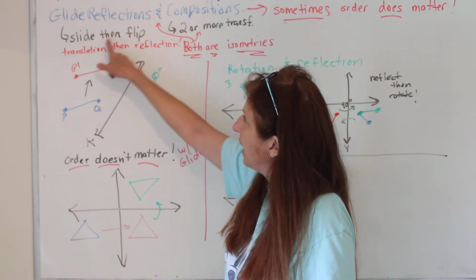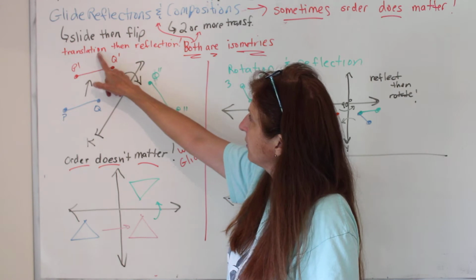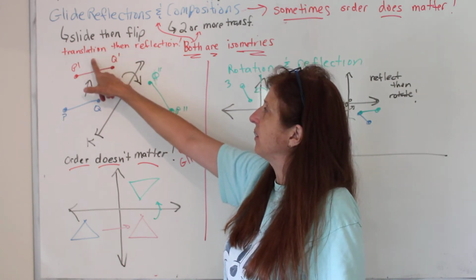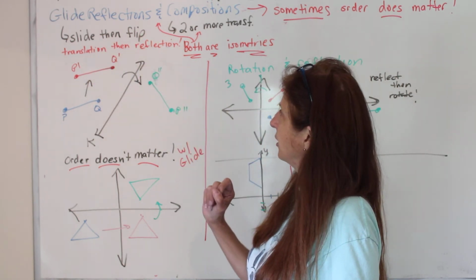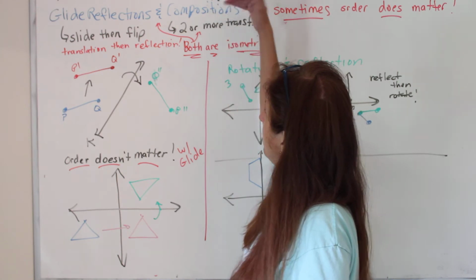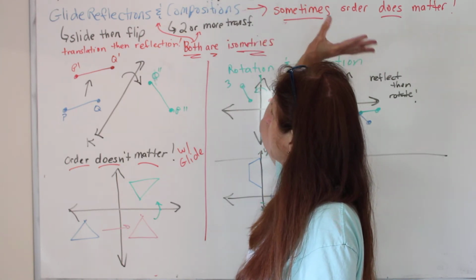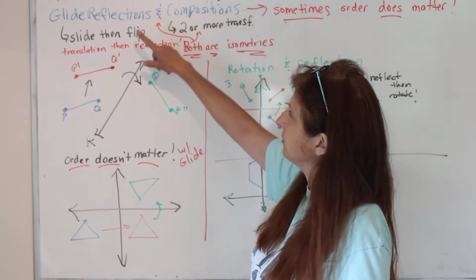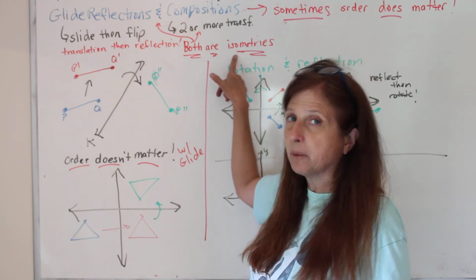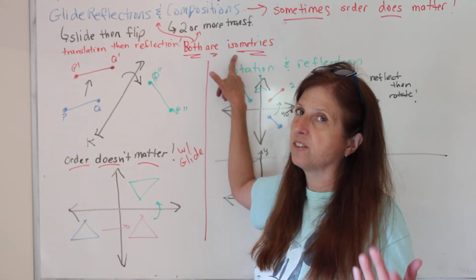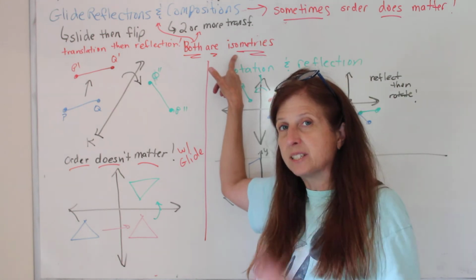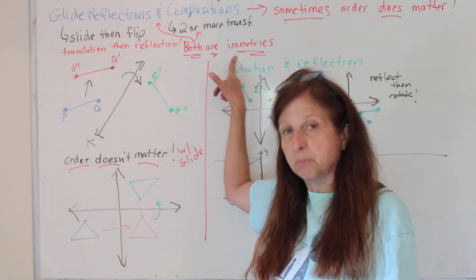Anyway, so we're going to talk about a kind of moving things around, a transformation called a glide. It slides then flips. A translation then reflection. Sliding is translation, flipping is reflection. Okay, and we're also going to talk about compositions, but we'll do that in a second. Both compositions and glide reflections are isometries, meaning everything we talked about in this chapter is the same size and shape. We're just moving it.